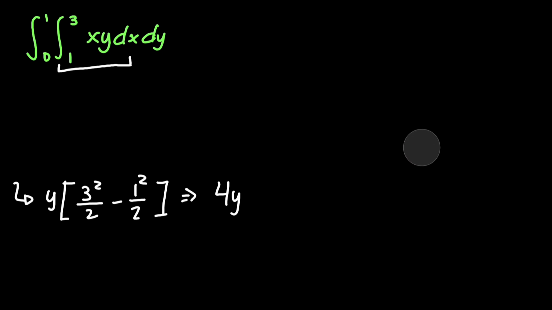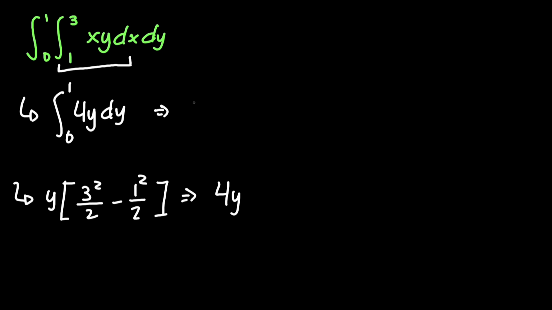After you're done integrating the inner, let us now focus on the outer integral. So this would be the integral of 4y dy with the upper limit of 1 and lower limit of 0. Put 4 outside the integral. And now this would be equal to 4 multiplied by y squared over 2.